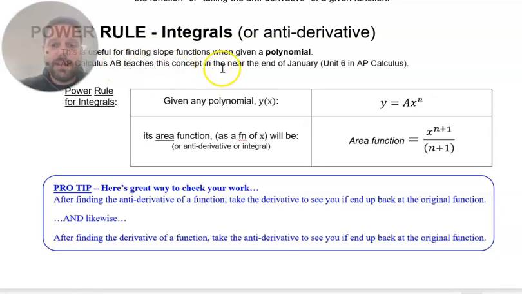In Calculus AB, this will be at the end of January. In Calc BC, this is actually going to be towards the end of semester 1 that you're going to be doing power rule as you encounter calculus.